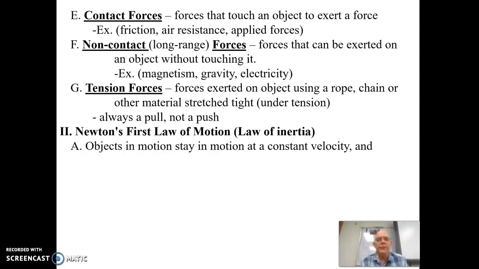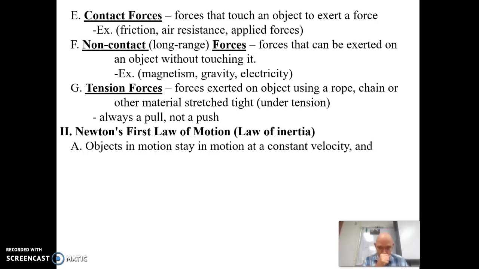And you've probably heard this one: objects in motion stay in motion, objects at rest stay at rest. However, that is only half of the law, so we need to make sure we know the rest of it. For example, all objects in motion will stay in motion at a constant velocity. Okay, a constant velocity means they're not speeding up, they're not slowing down, and they're going the same direction. Those three things have to be true to be at a constant velocity.